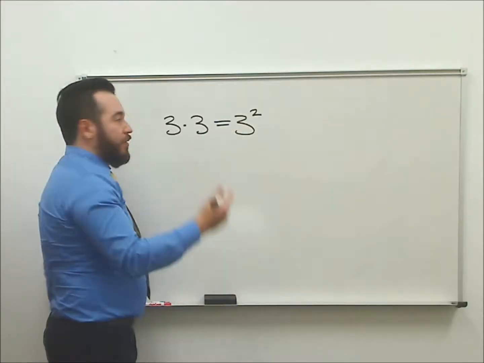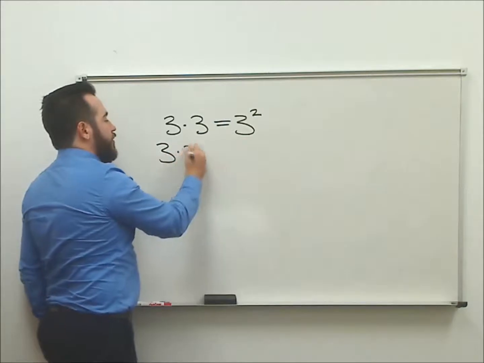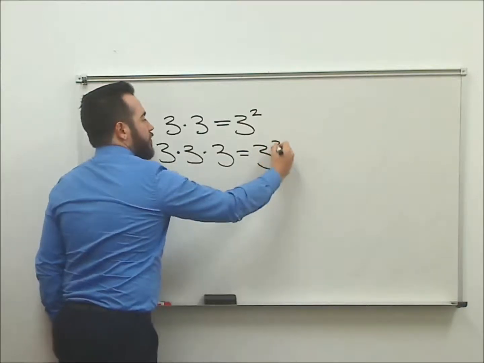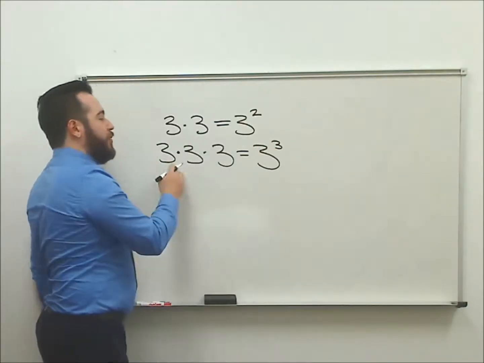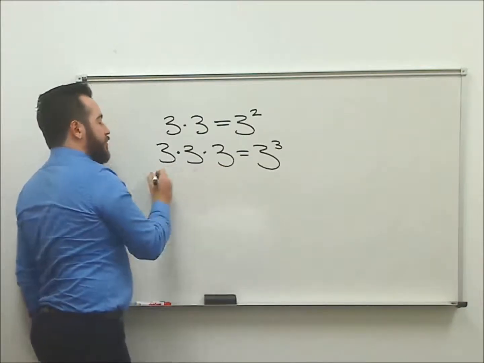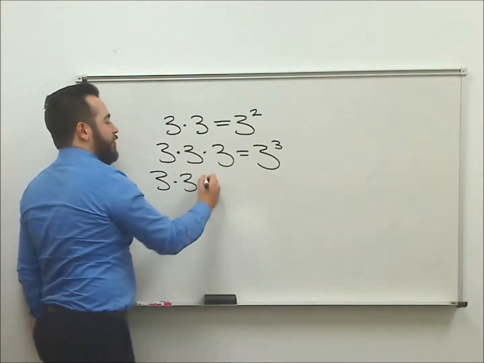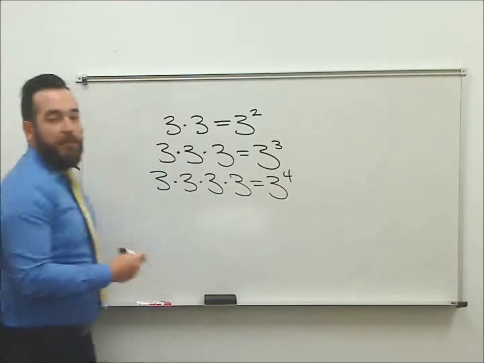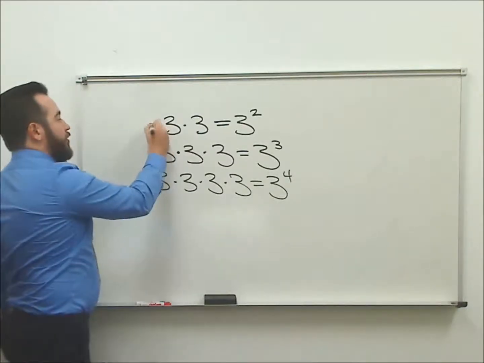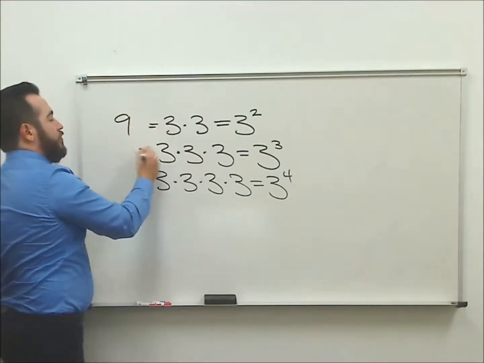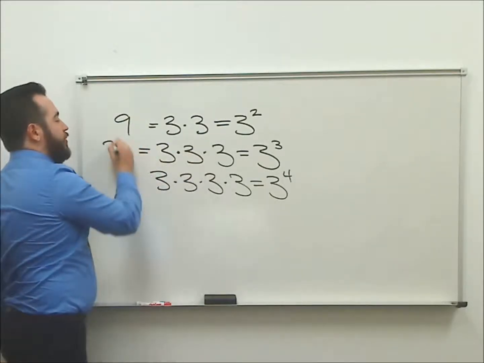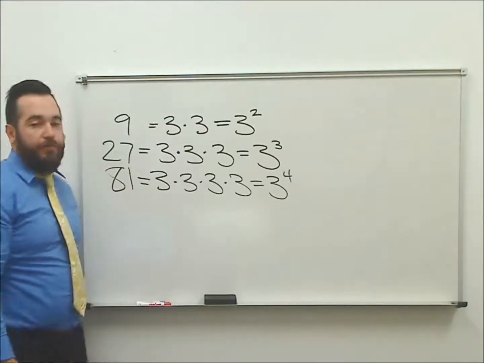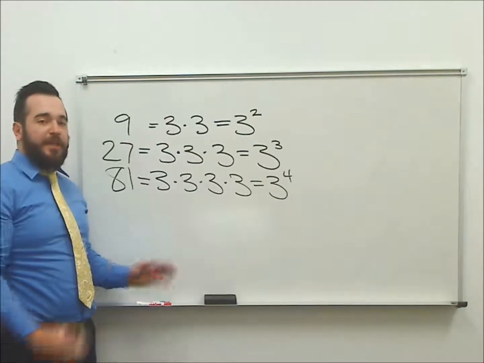So what about, say, 3 cubed, which is 3 times 3 times 3. The exponent would be 3 because we multiplied 3 by itself 3 times. Say we multiply by itself 4 times. That would be 3 to the 4th. So 3 squared, 3 times 3, is 9. 3 times 3 times 3 is 27, so 3 cubed is 27, and 3 to the 4th is 81.